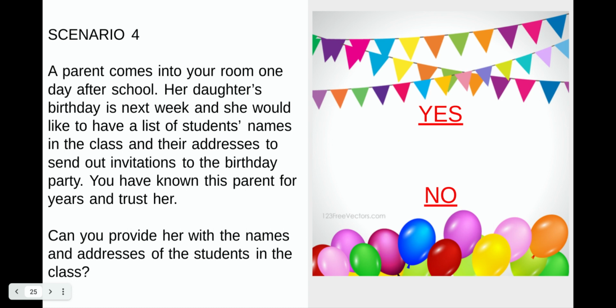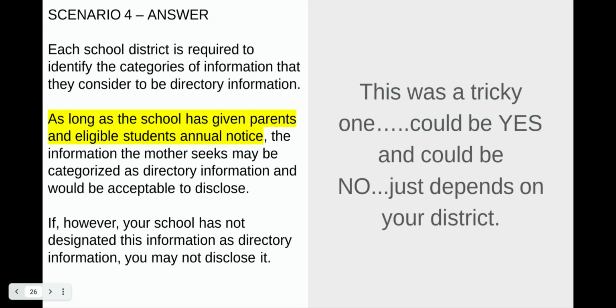A parent comes into your room one day after school. Her daughter's birthday is next week, and she would like to have a list of students' names in the class and their addresses to send out invitations to the birthday party. You have known this parent for years and trust her. Can you provide her with the names and addresses of the students in the class? And it doesn't really matter, yes or no. It depends on your school district.